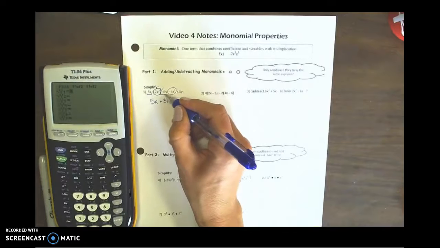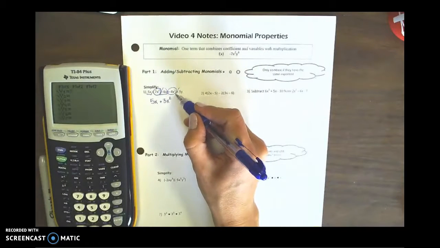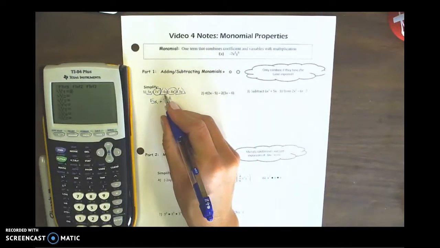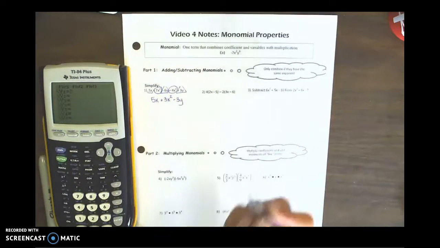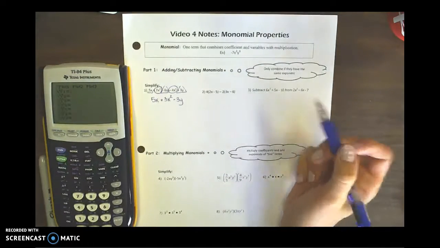Then, if I take a look next, I have a negative 6y plus 3y. When I combine those, negative 6 plus 3 is a negative 3y. And with that, we've combined as much as we can. All right, let's take a look at the next one.